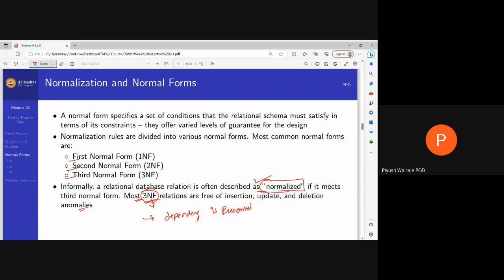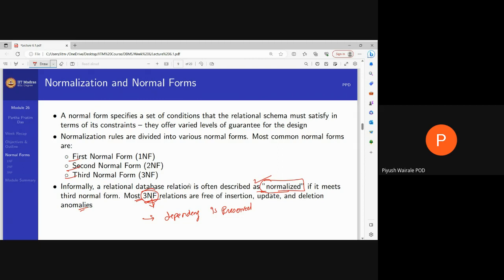So if anyone asks why we want to go for BCNF, or what the limitation of 3NF is, you can say that till 3NF we can ensure that dependency is preserved, but in the case of BCNF the dependency may or may not get preserved. So that's the thing.